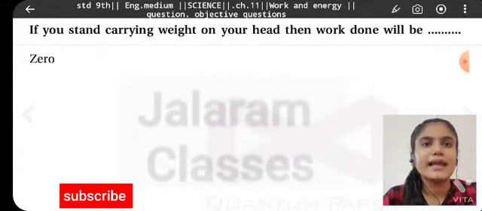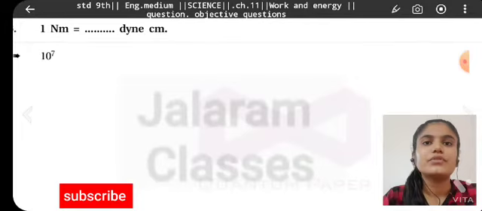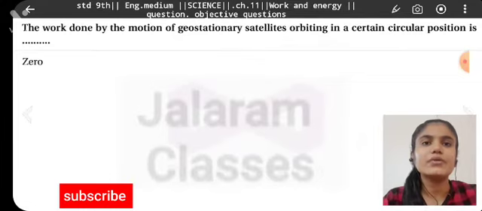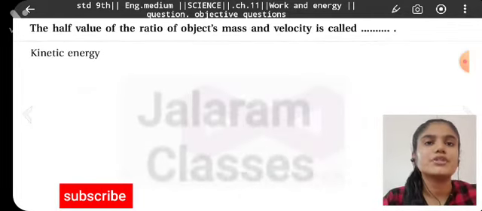If you stand carrying weight on your head, then work done will be zero. If displacement takes place in the direction opposite to the force, then work done will be negative. 1 Newton meter is equal to 10 raised to 7 erg. The work done by geostationary satellites orbiting in a circular path is zero. Kilowatt hour is a physical unit of work. 1 kilowatt hour is equal to 3.6 into 10 raised to 6 joule. Half the product of an object's mass and the square of velocity is called kinetic energy.